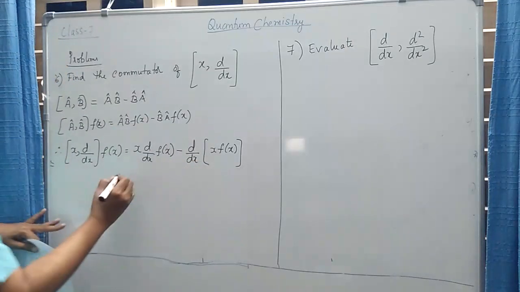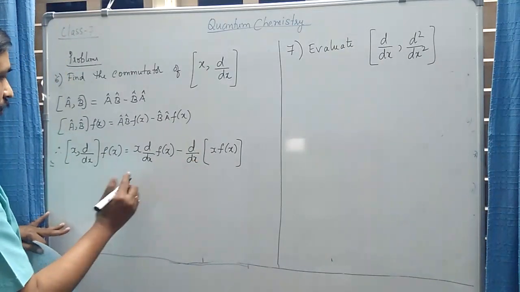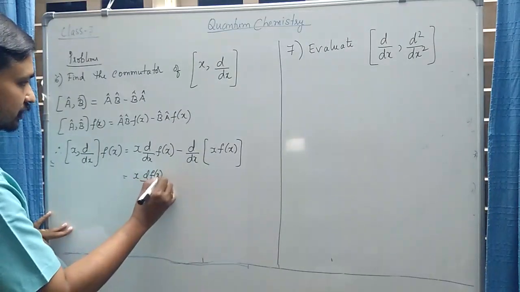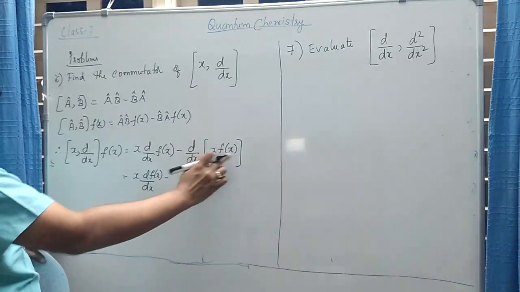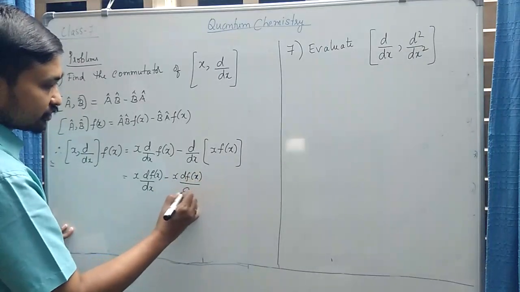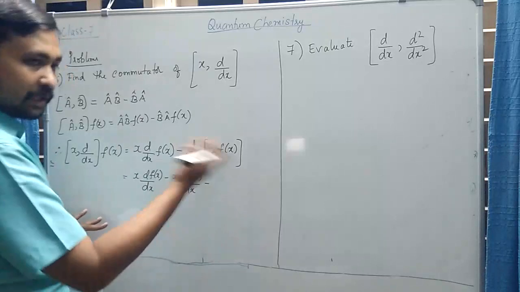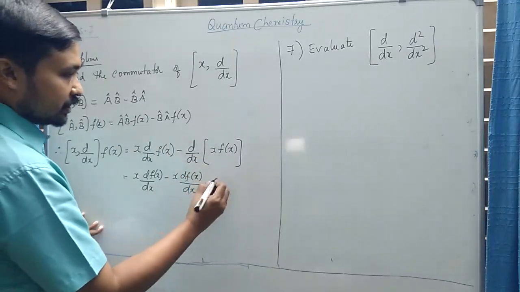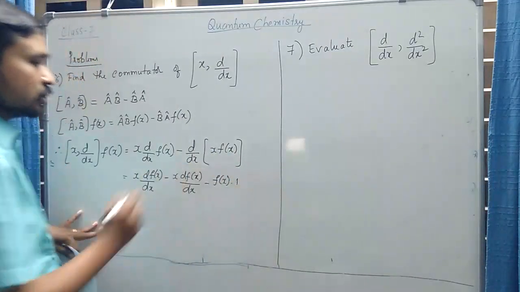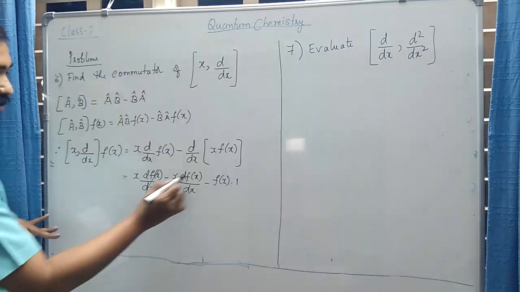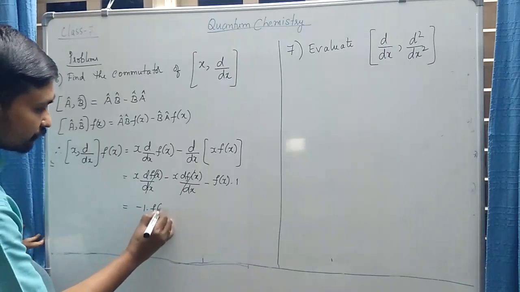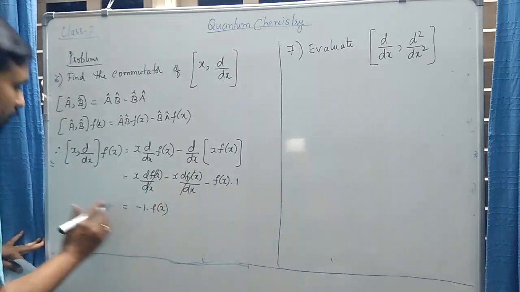So this can be written as x into df by dx minus, here you have two functions, so we have to use the product rule: first function into differentiation of the second function, plus second function into differentiation of the first function, that is differentiation of x with respect to x, which is 1. So x into df by dx and x into df by dx get cancelled, and you get minus 1 into f of x.